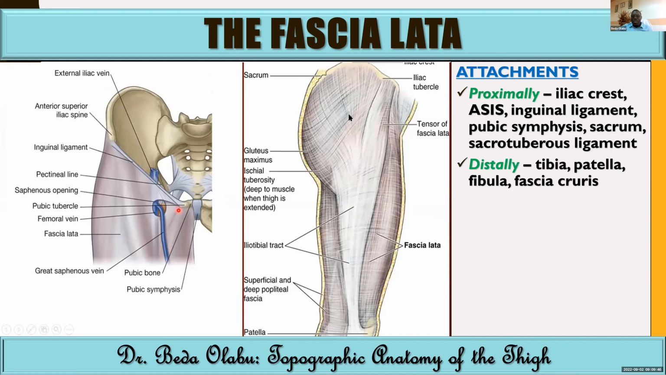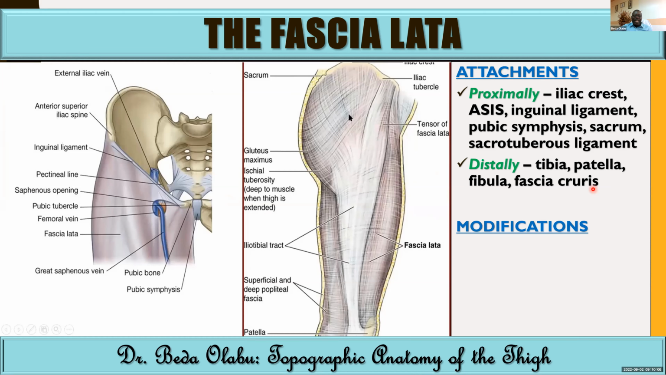The distal attachment is largely to the bones of the leg. So it will attach to the tibia, it will attach to the patella, it will attach to the fibula, and it will also blend with the fascia of the leg. The fascia of the leg is called fascia cruris.